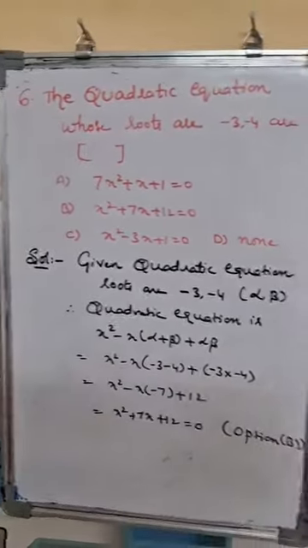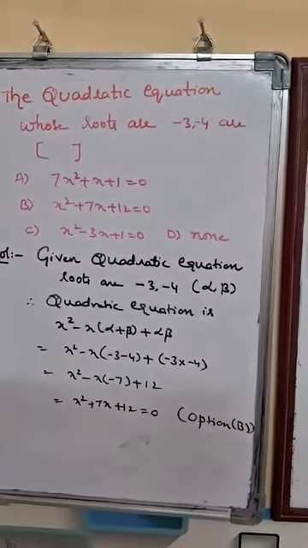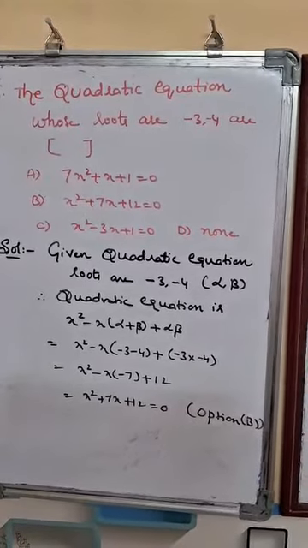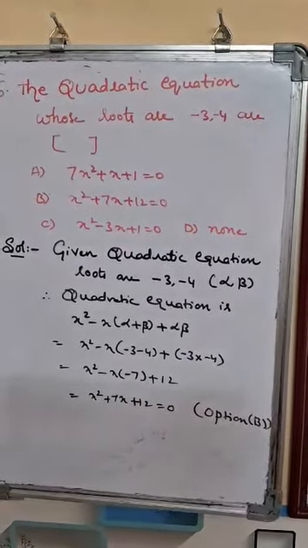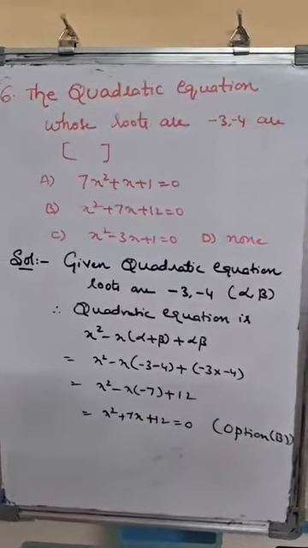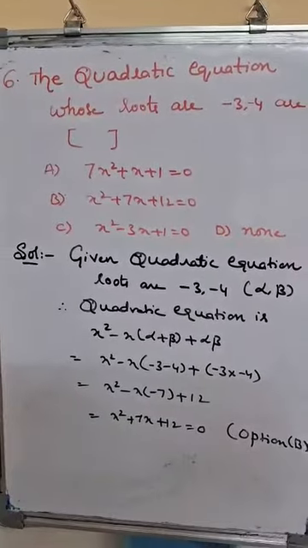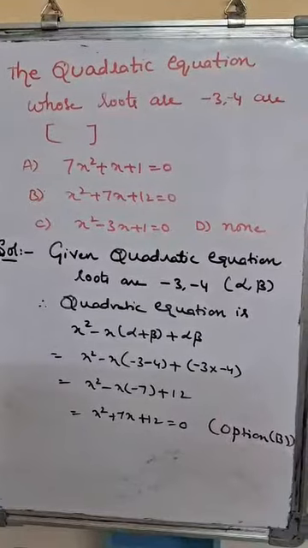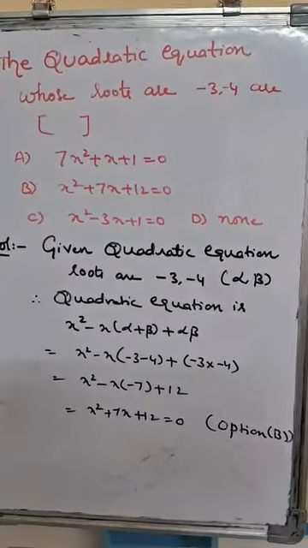So the sixth one: the quadratic equation whose roots are -3, -4. The options are A, 7x square plus x plus 1 equal to 0, B, x square plus 7x plus 12 equal to 0, C, x square minus 3x plus 1 equal to 0, and D option is none.